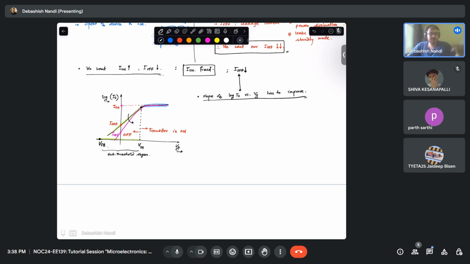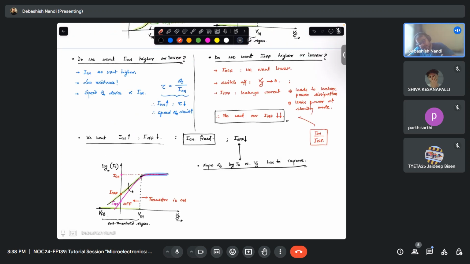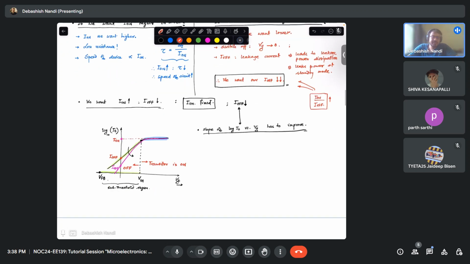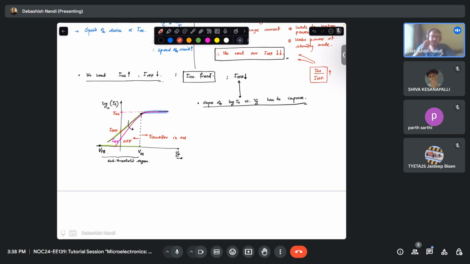Yes, sir, I got it. So we need to go from the black curve to the pink curve. Okay, so that is our agenda. Because you also might have heard in your previous courses that we want a higher Ion by Ioff ratio, right? The reason is mentioned here: we want my Ioff lesser, Ion higher. So now the slope of the log ID versus VG curve I need to improve.